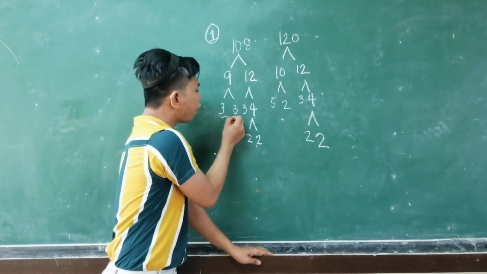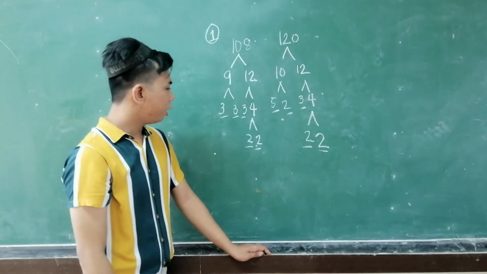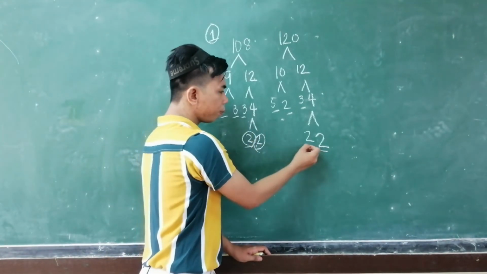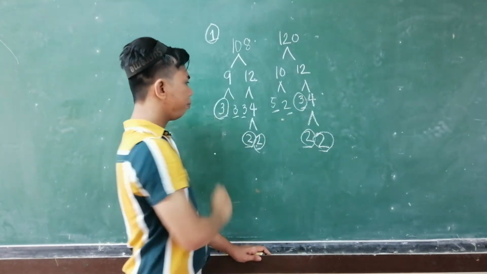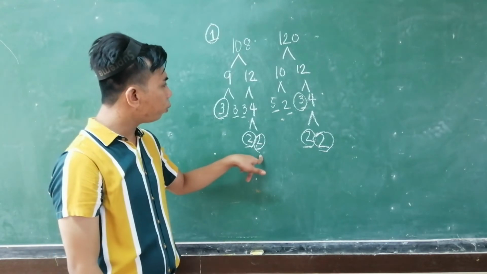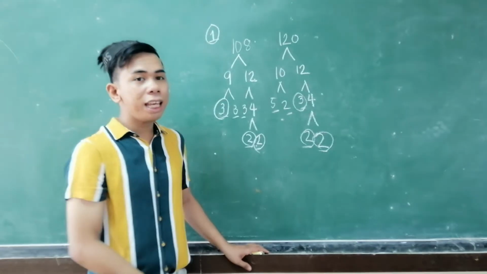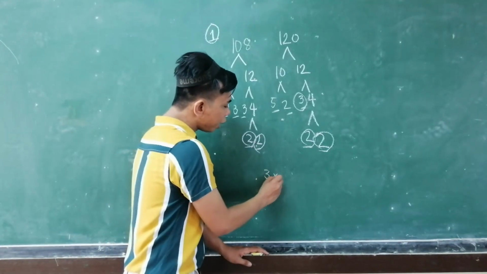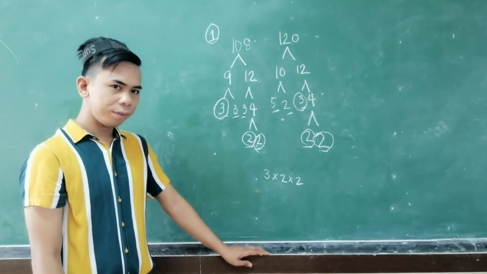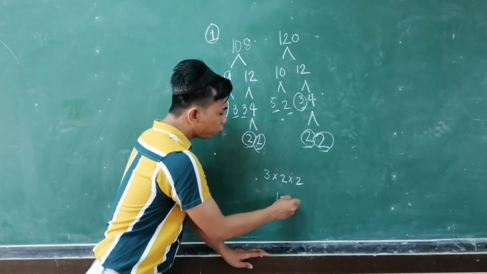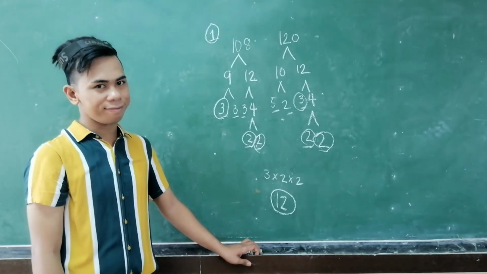Okay, so don't forget to underline the prime numbers. Next, we pair them. So 2 and 2, 2 and 2, 2 and 2, and then 3 and 3. Okay, very good. So we have common factors here. And then we multiply those numbers. 3 times 2 times 2. So what's the answer? 12. So 12 is the greatest common divisor of 108 and 120.